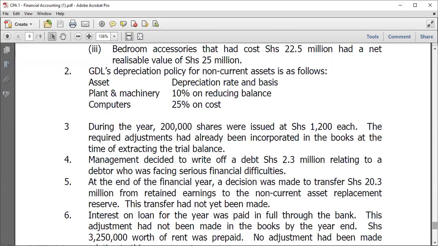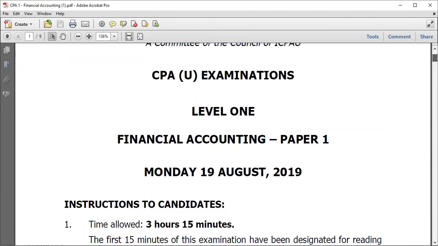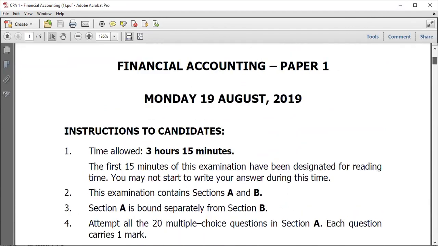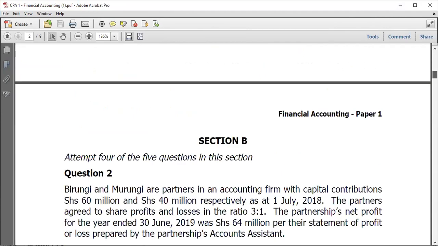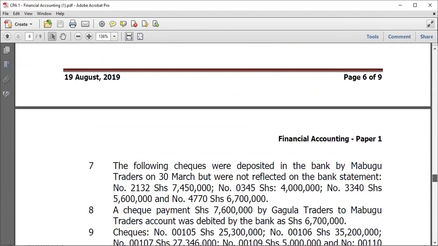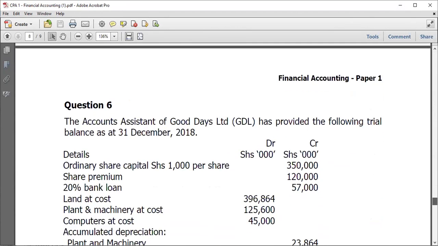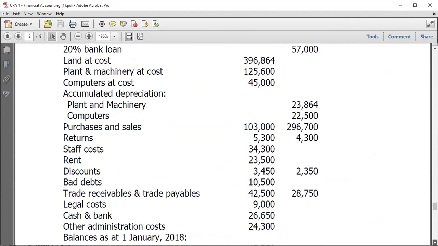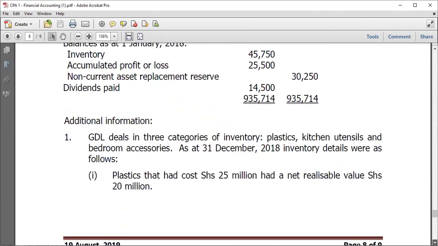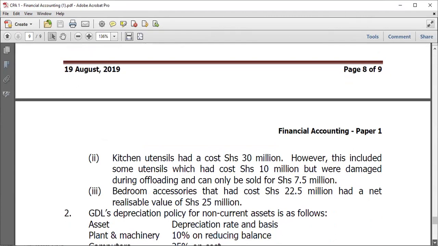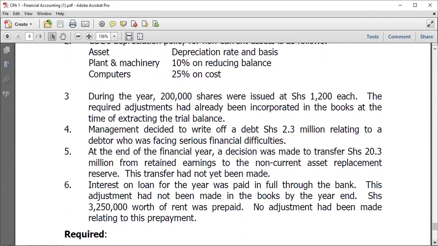Okay, so this paper, you can just note it down. This is August 2019. You want to move down. Now, provisions are usually examined in questions where they bring you a trial balance and ask you to prepare the financial statement. So they usually bring it as additional information, like any other transaction. So I just want us to interest ourselves in the area of provisions, so we can see what to basically do.